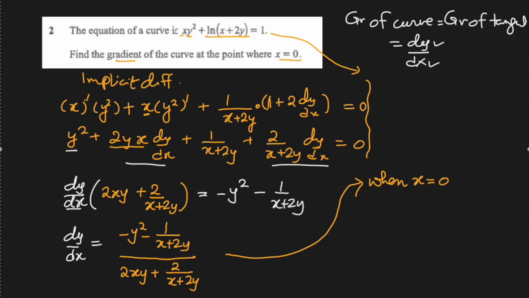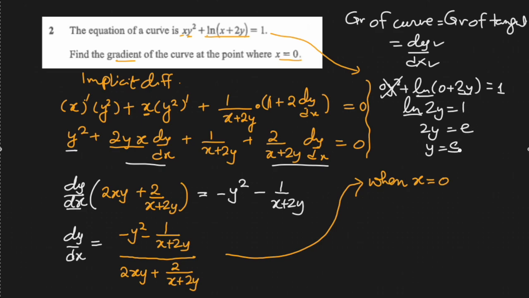So this x is 0, so 0y square plus natural log 0 plus 2y equal to 1. Yeah, from the main equation I will get y. So 0y square is 0, natural log 2y equal to 1. So 2y equal to e, because if I remove natural log from here, the other side becomes e to the power. So it will become e to the power 1, but I'm not writing 1, so it is just e. y is e over 2. So we got y as well.